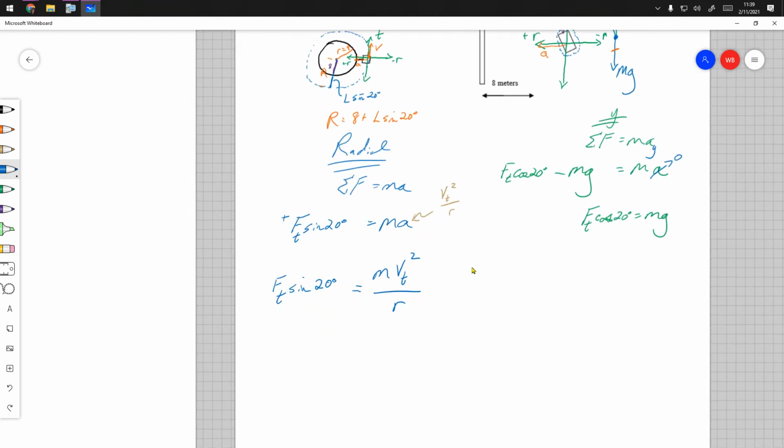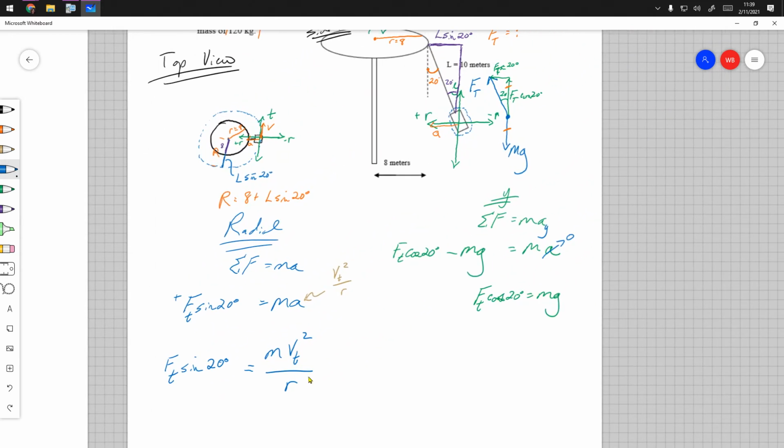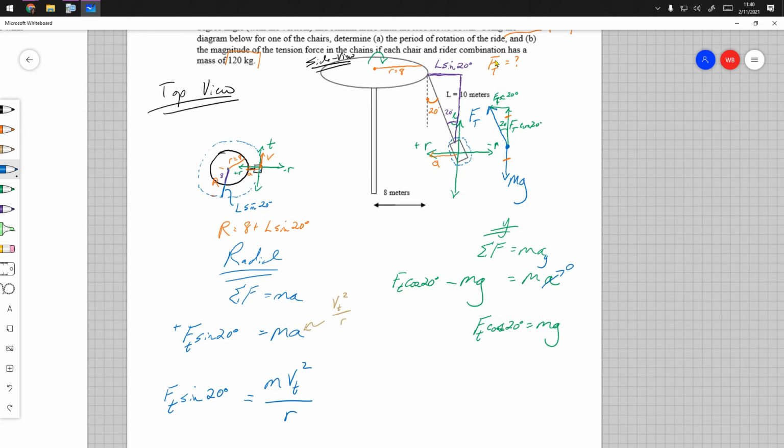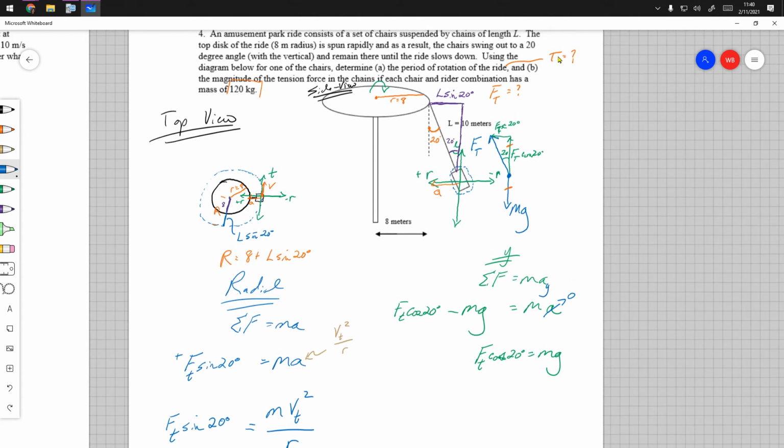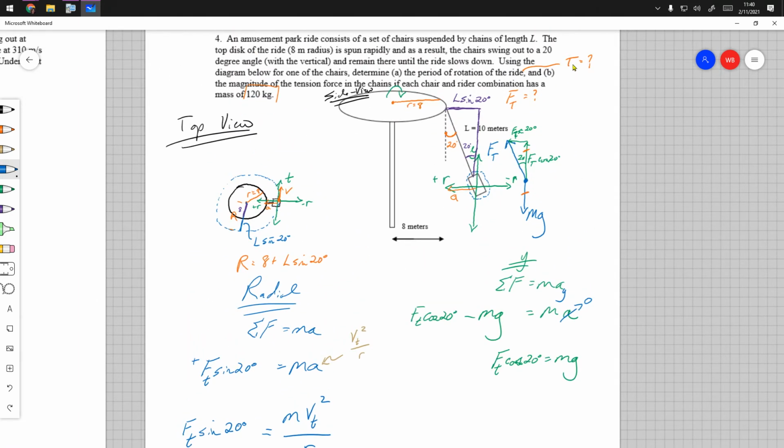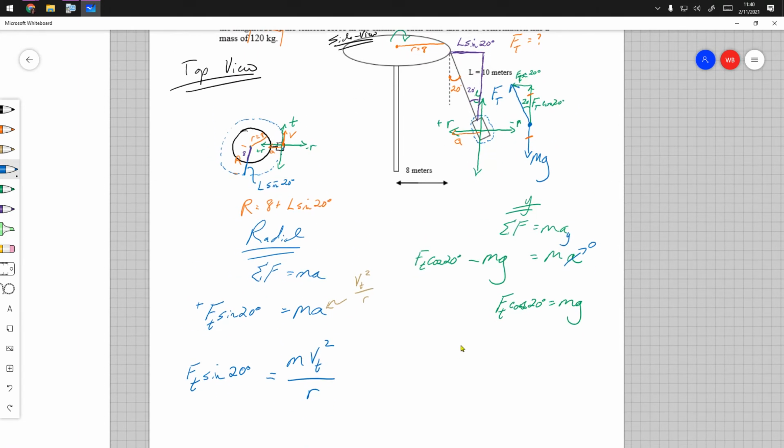Let's think. What do we know here? Well, do I know the radius? Yeah, I do know the radius because I know that that's 10 there. So boom, I got that. Okay, that's cool. So I know the radius. Do I know the tension? No, I don't know the tension. Actually, that's one of the things that I'm trying to solve for. So I am trying to solve for the tension there, and I'm also trying to solve for the period of this ride here as well.